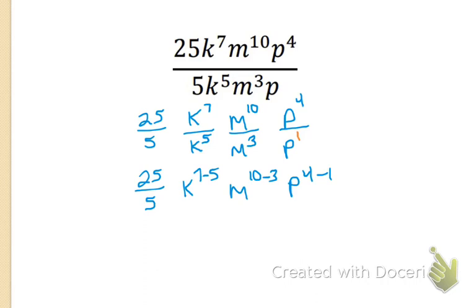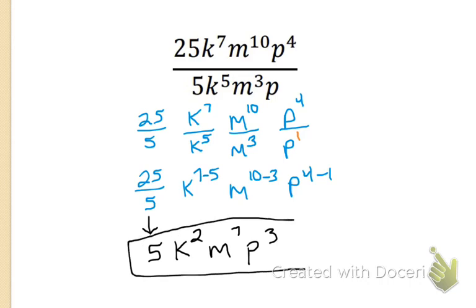Time to simplify the answer. Now, we were not able to subtract those two exponents, but what we can do is divide them. 25 divided by 5 is 5. This is k to the power of 2, m to the power of 7, and p to the power of 3. This is a simplified answer. It's a lot easier than expanding. Of course, if you want to expand, you can expand, but it's going to take a lot more time.